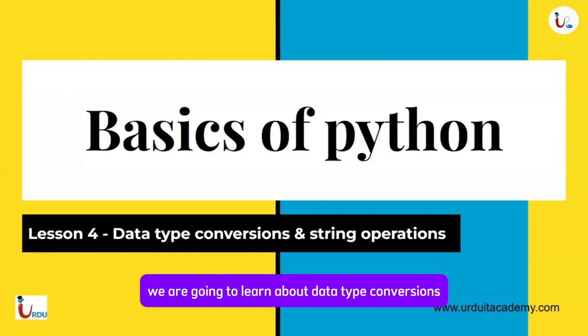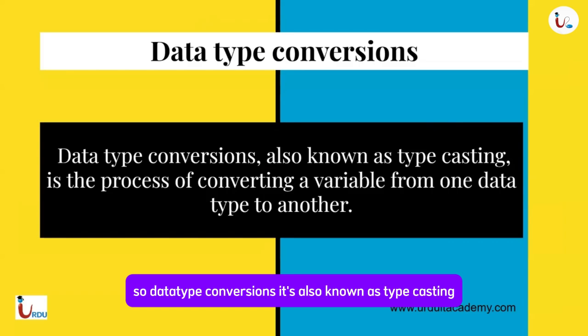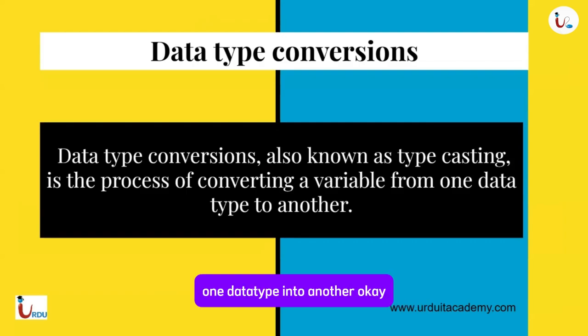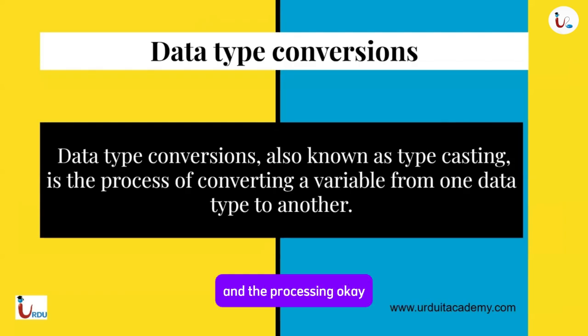Today we are going to learn about data type conversions and string operations. So let's get started. First, data type conversions, also known as typecasting. It's the process of converting a variable from one data type into another. This is a fundamental concept in Python programming. It enables efficient and error-free data manipulation and processing.